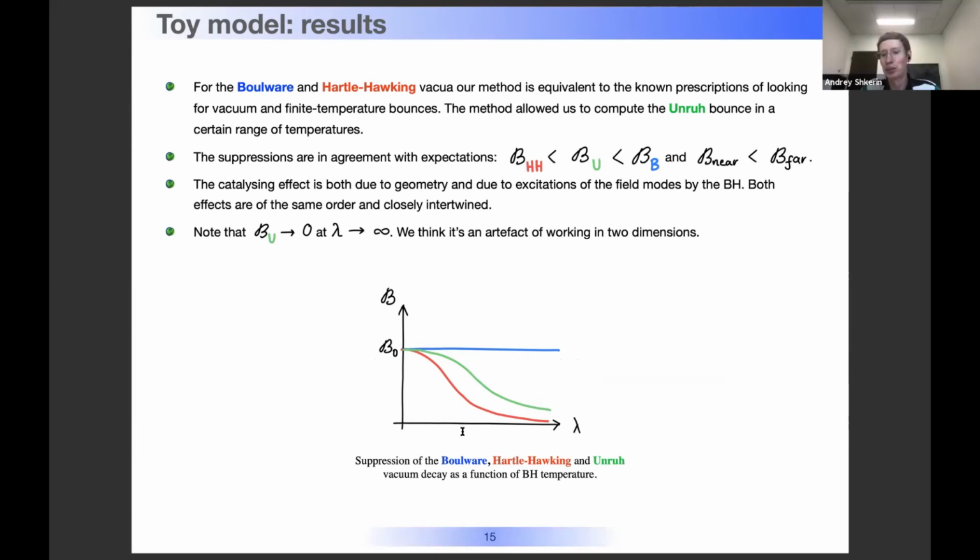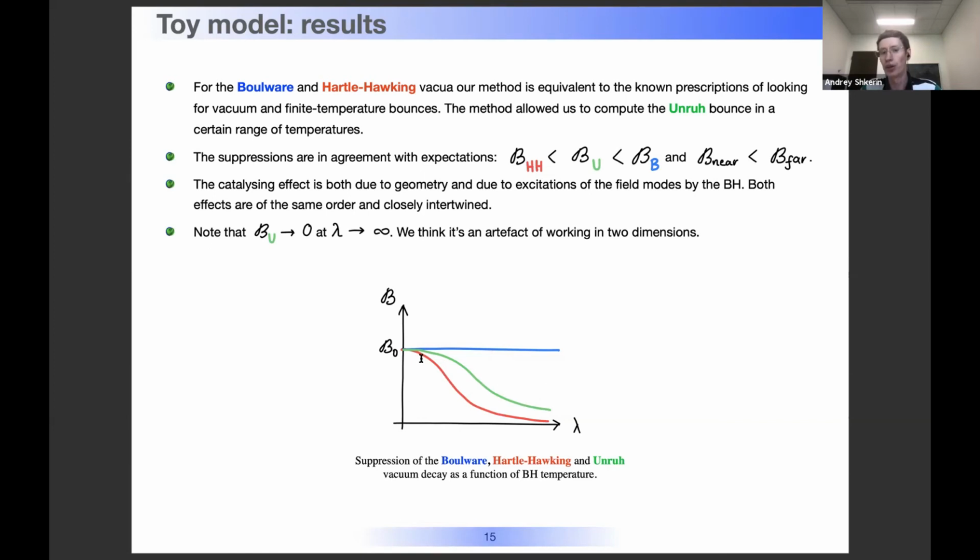So this ordering is real. That's the most general result: the suppression is always smaller for the Hartley-Hawking state than for the Unruh state, and for the Unruh state than for the Boulware state. And our main result is that we actually managed to confirm this expectation, to make a real computation in some model. And this result we of course expect to be very general, because that's the underlying physics.